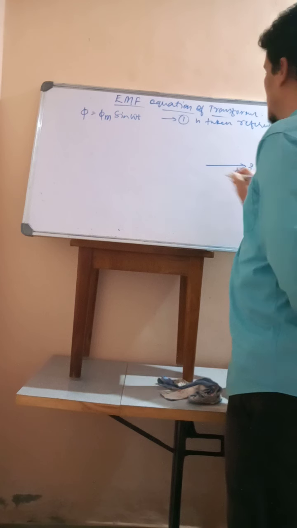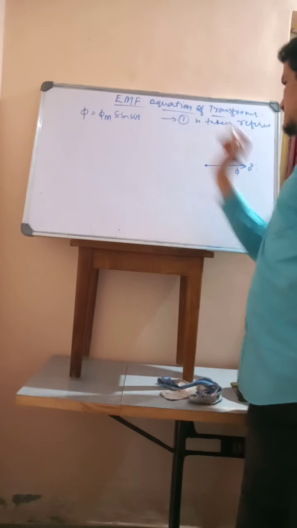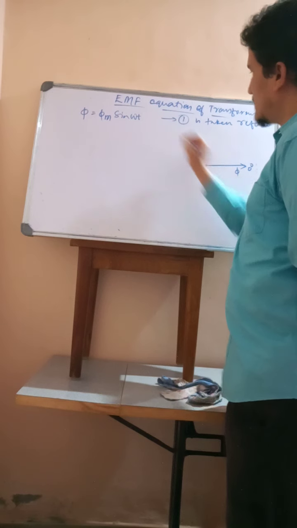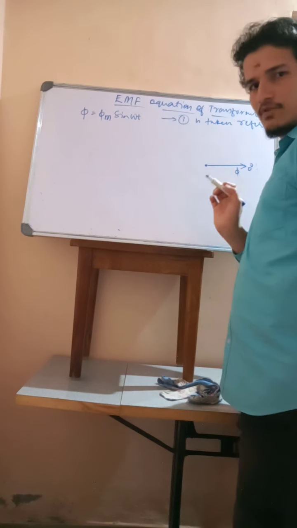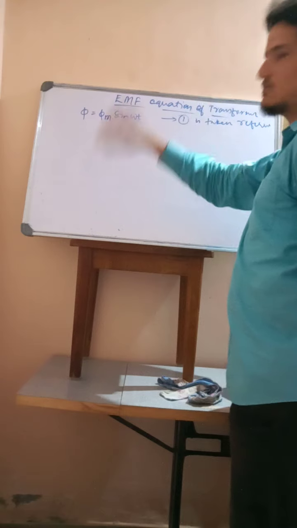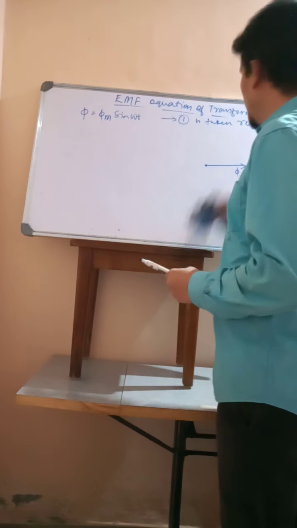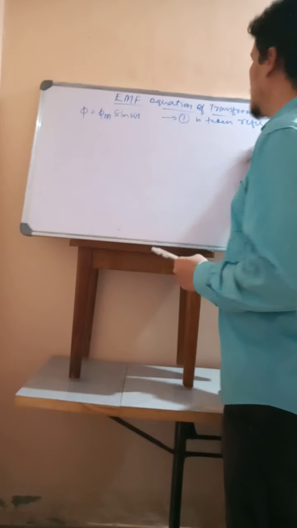Now phi is here. If I treat that as a vector, then phi is here. So with respect to this, I am deriving V, I, everything. So phi as reference, with respect to that, I am deriving. That is called as reference. So now phi is equal to phi m sin omega t.